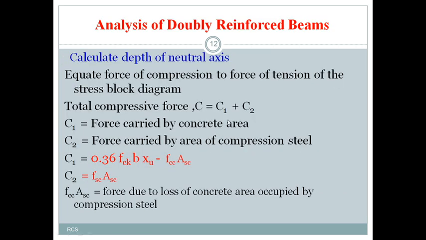That's why it is the stress due to the concrete in that number of reinforcement bars, and ASC is the area of steel in compression. That will give me the compressive force, that is the loss of force due to the concrete area occupied by compression steel. So now you might understand.